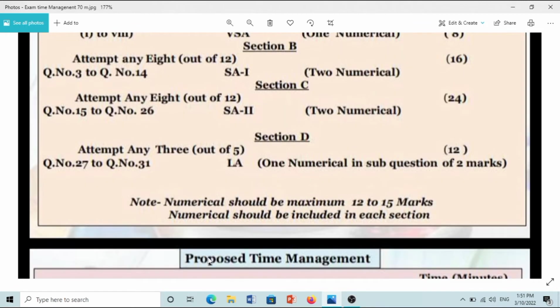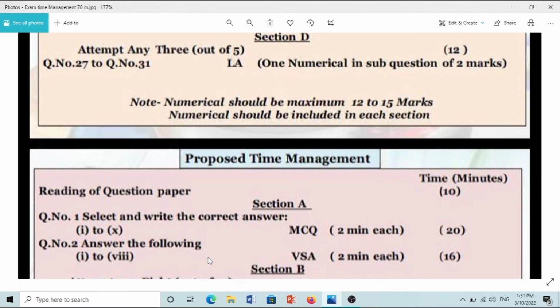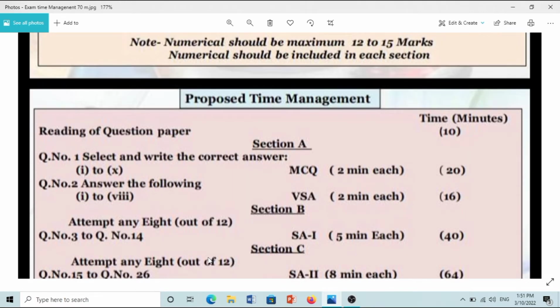The next one: how to manage your time at the time of writing the answers. This is a very important thing. The first is reading of the question paper, which is 10 minutes, already given. Second, in Section A, appropriate time is required. Question number 1: select and write the correct answer, that is the multiple choice questions. Each question takes 2 minutes, so a total of 20 minutes is required.